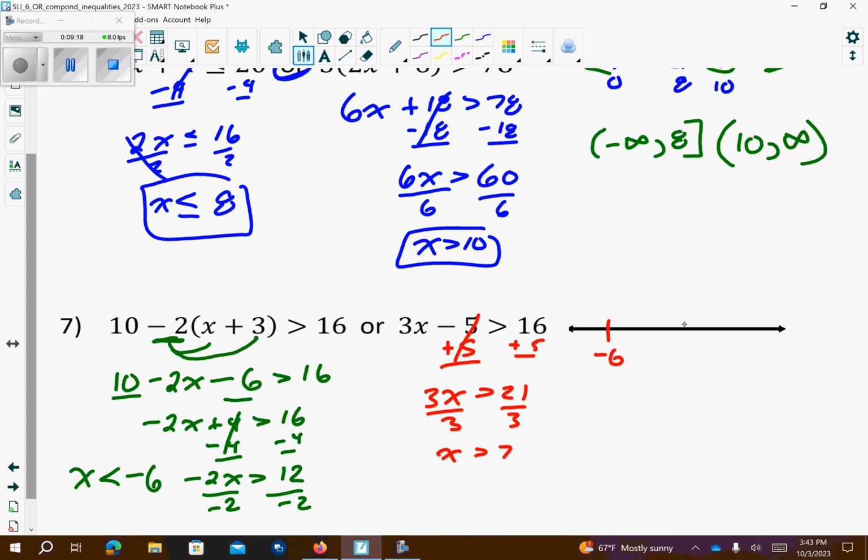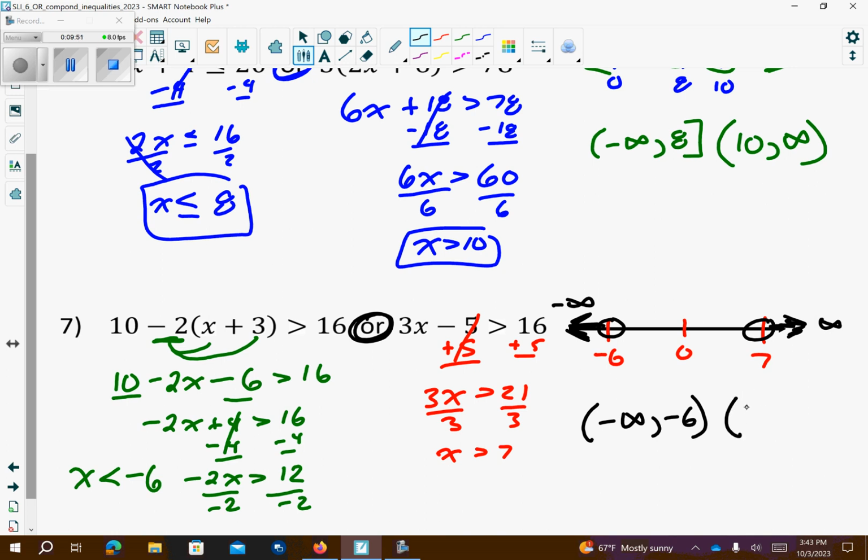So I have -6 down here. I have 0, and I have 7. Okay, this has the word or. So I'm going to go this way, and on this one, open dot going this way. So that goes to infinity. That goes to negative infinity. Because it's the word or, I don't need overlap. If this was an and problem, it's no solution because there's no overlap, but it's or. So this is negative infinity to -6. Parenthesis at -6 because it's an open dot. And then a 7, that's a parenthesis because it's an open dot, to infinity. And that's my answer.